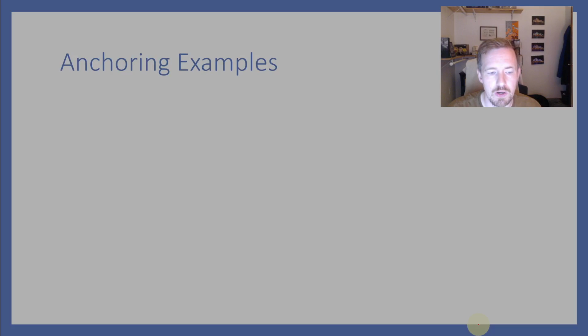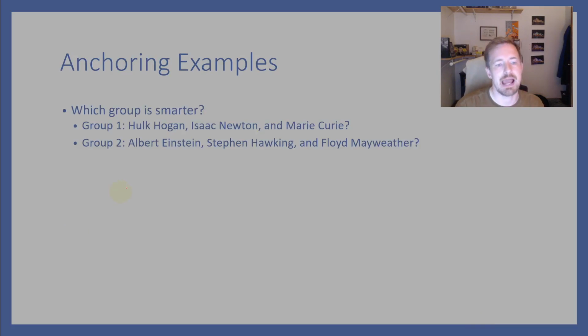Let me give you another example. If I were to ask you which group is smarter, Hulk Hogan, Isaac Newton, or Marie Curie, that's group 1, or do you think group 2, Albert Einstein, Stephen Hawking, and Floyd Mayweather? Okay, so when people are guessing this one, I ask this in class, usually people are going to go with group number 2. And when I ask why, they say, well, Hulk Hogan is not very smart. And it's like, okay, well, what about Floyd Mayweather, right? Both of these guys are fighters, right?